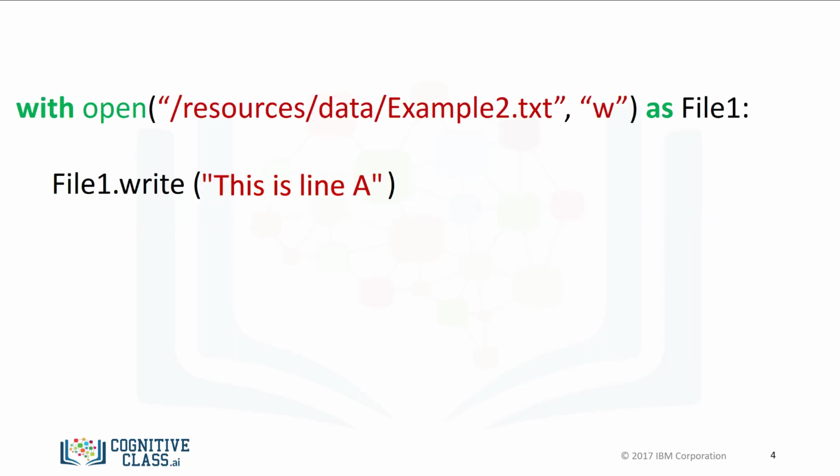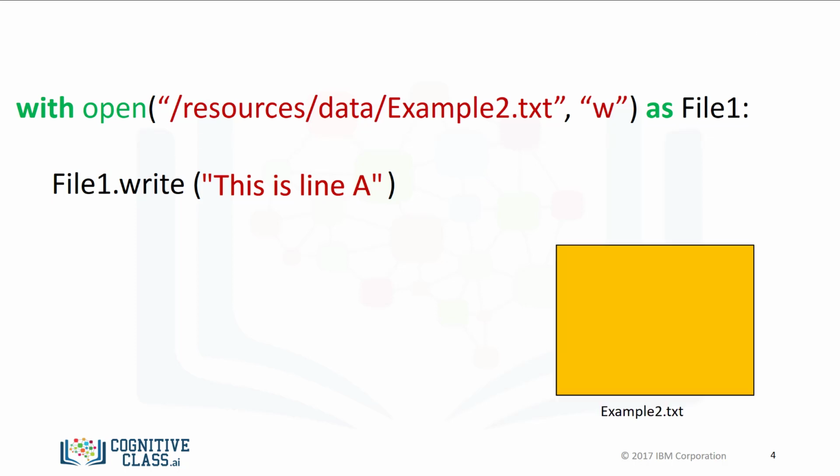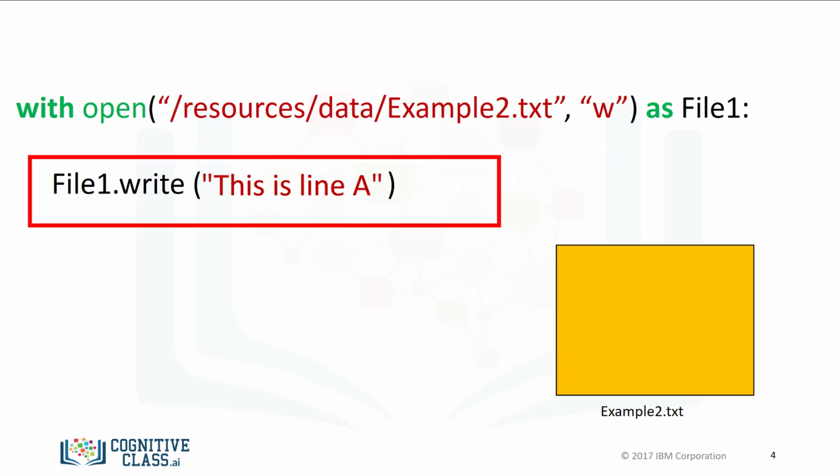As before, we use the with statement. The code will run everything in the indent block, then close the file. We create the file object, file1. We use the open function. This creates a file example2.txt in your directory.